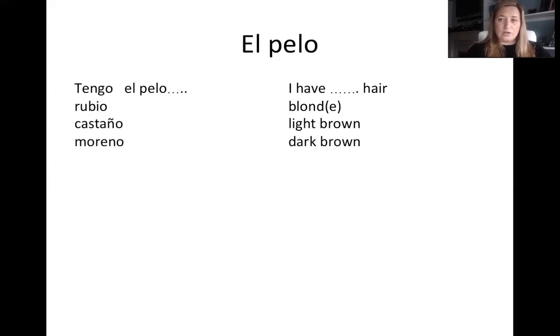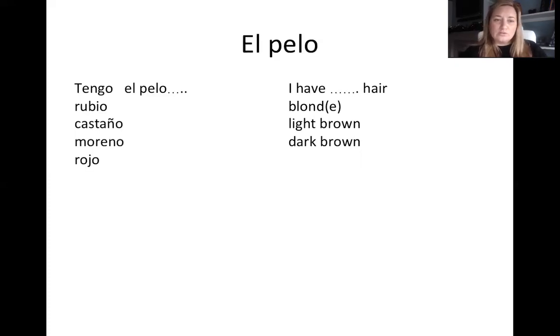Now, just something to point out, it might be obvious to some of you, but for some of you maybe not. Even if you're describing a lady or a girl or a female, we do not say castaña, morena. The castaño, rubio, moreno is the adjective that has to agree with the noun el pelo, which is a masculine noun. So tengo el pelo rubio, even if it's a girl. Tiene el pelo castaño, she has light brown hair. It's always going to have the O, not the A here.